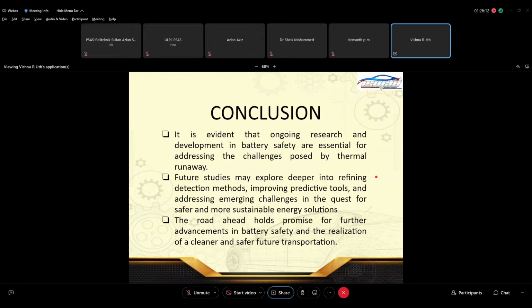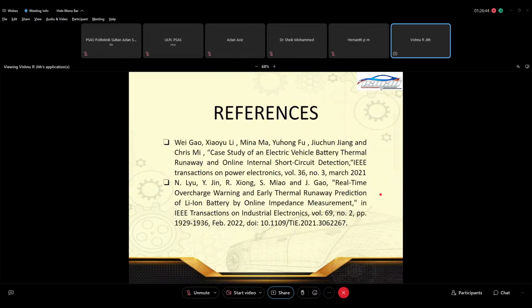So the conclusion is, it is evident that the ongoing research and development in battery safety are addressing challenges posed by thermal runaway. Future studies may delve deeper into refining the detection methods, improving predictive tools, and addressing emerging challenges in the quest for safer and more sustainable energy solutions. So the road ahead holds promise for further advancement in battery safety and realization of a cleaner and safer future transport. So these are the references.